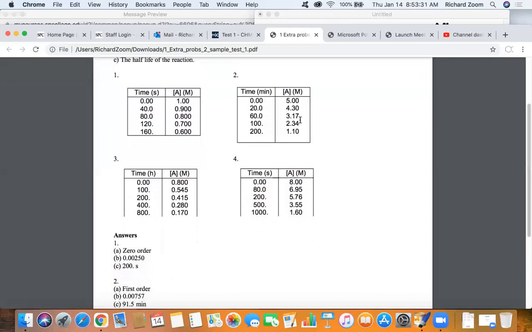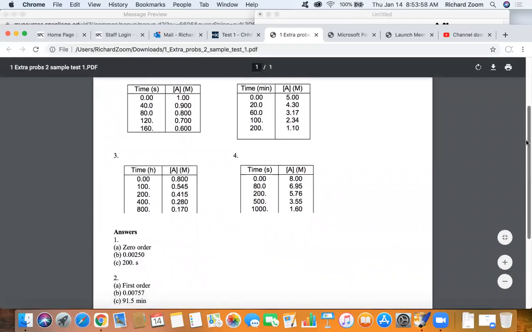No, I'm lying. It was 2.5. Sorry, 2.5 is between these two. Yeah, but closer to 100 than 60. I'm sorry about that. I didn't see which way those values were going. So that would be 3.17 down to 2.34. 2.5 is in between, so it's between 60 and 100, and closer to 100 because it's closer to 2.34 than 3.17.